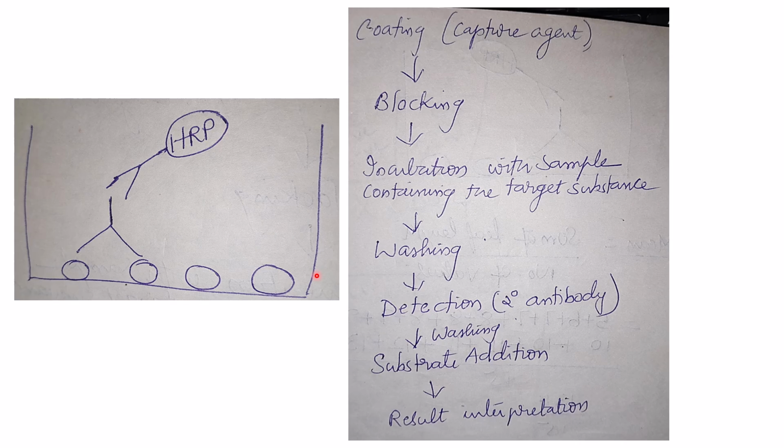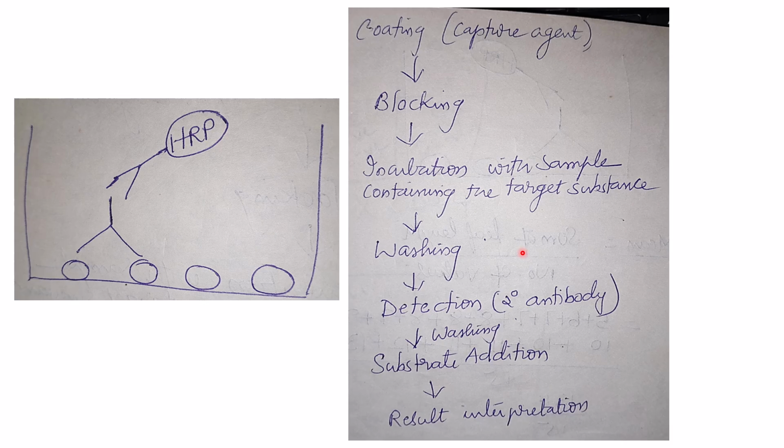So in order to remove those, you do the washing, or else what will happen? Suppose there are extra antibodies which are floating, then in the later steps when you add the secondary antibody, the secondary antibody will have a tendency to go and bind to these floating, unbound antibodies also, and it can hinder or give inaccurate results. So in order to prevent that, you do the washing at this step.